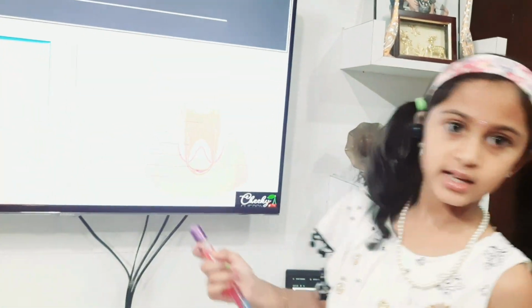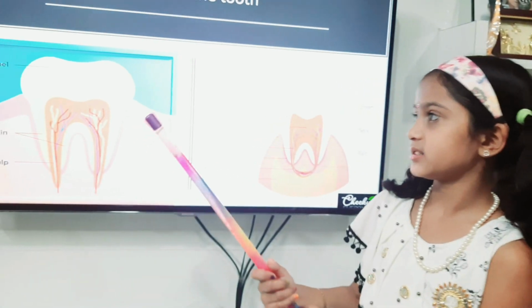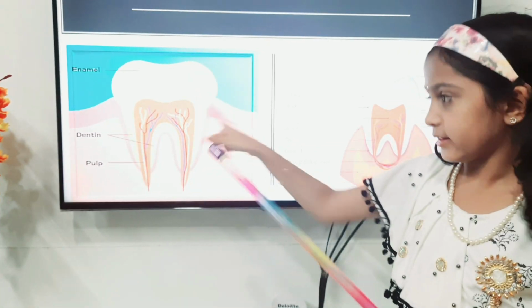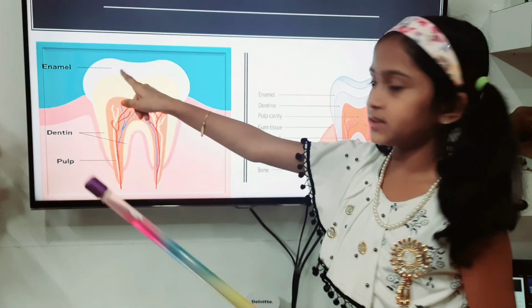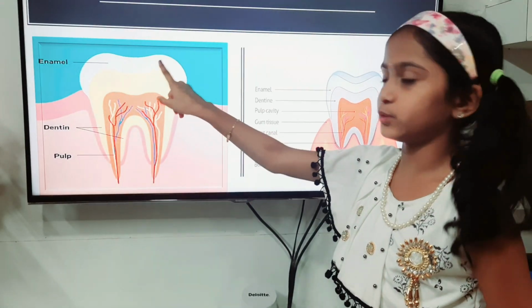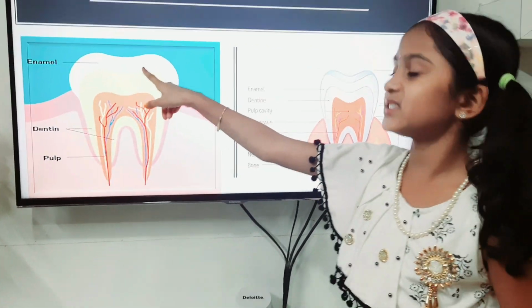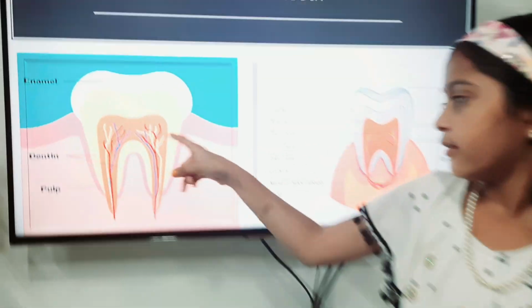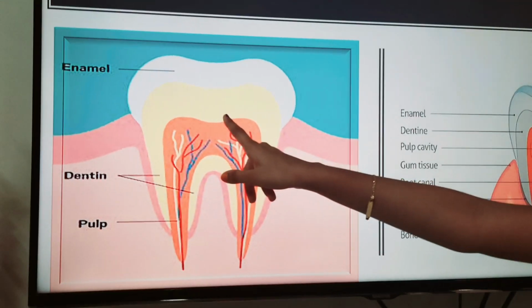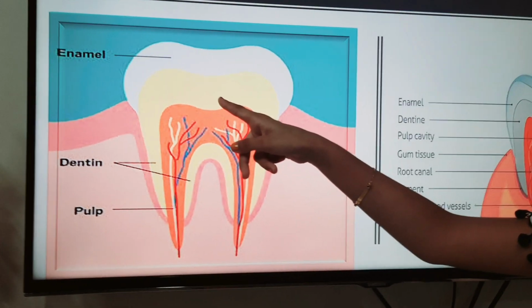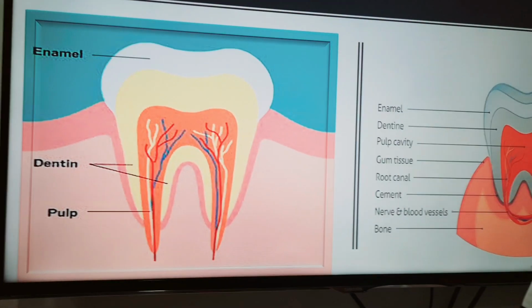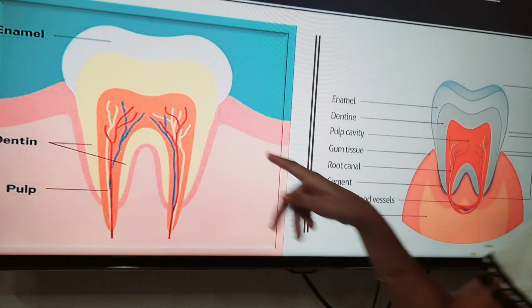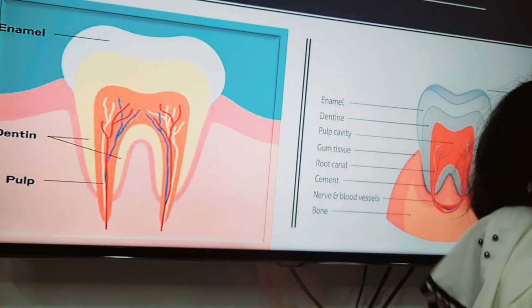Now let's see about the different parts of the tooth, like the enamel, the dentine, and the pulp. First is the pure white part, which is called the enamel, as you can see here. Then there's a little yellowish part, which is the dentine. And finally, after the dentine, there's the soft tissue part of the tooth, which is the pulp.